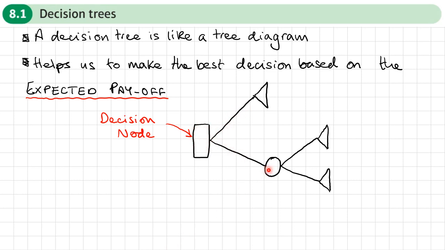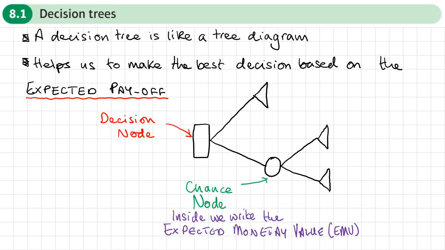Now the circle here, this is called a chance node. So if you see a circle, it's called a chance node. And when we're drawing a decision tree, inside of the chance node, we write what's called the expected monetary value, or EMV. Now these triangles that are at the end here are called end or payoff nodes. So it's either called an end node or a payoff node.